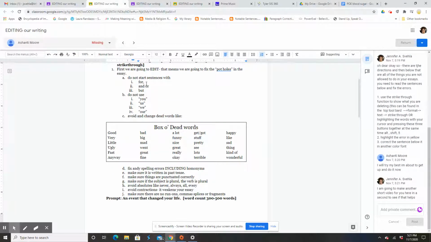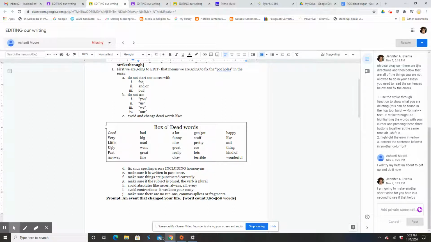So you can't start a sentence with for, and, or but. So if a sentence begins with that, you have to change it. Usually you can just delete it. Don't use any of the personal pronouns like you, us, we, or our, because it implies that you know your writer or your reader, or that you're including them. So we want to avoid that.